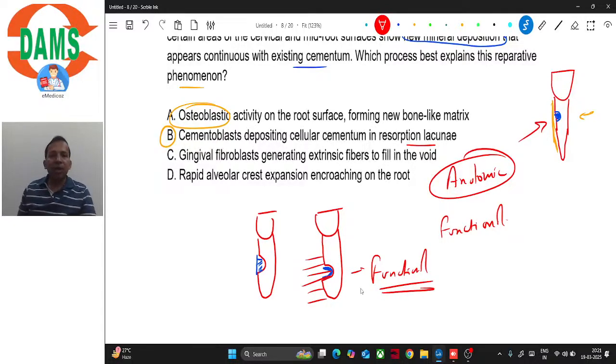Functional repair, right? So, gingival fibroblasts generating extrinsic fiber to fill the void. Gingival fibroblasts do not generate the extrinsic fiber. It is the periodontal ligament fibroblasts, the fibroblasts found within the PDL. Rapid alveolar crest expansion encroaching on the root. So again, this is incorrect and doesn't make any sense.